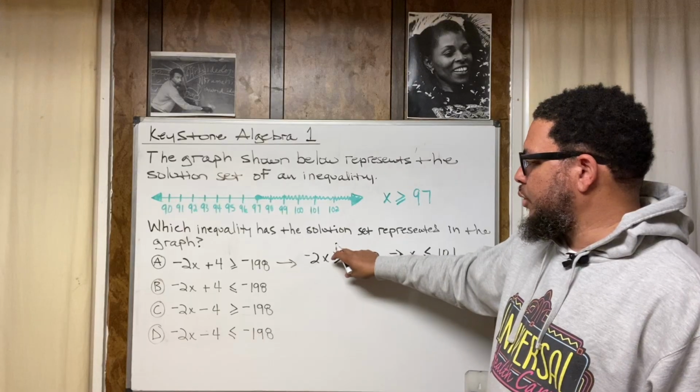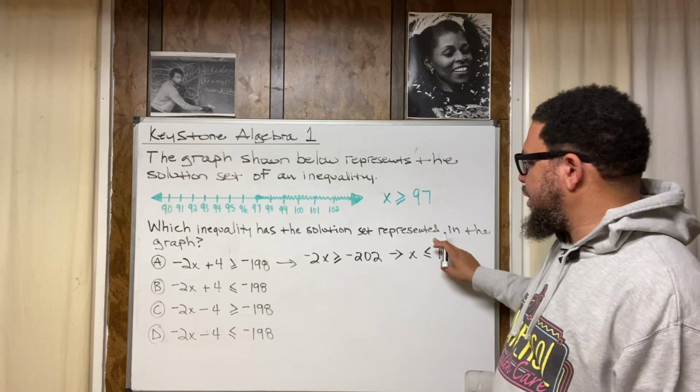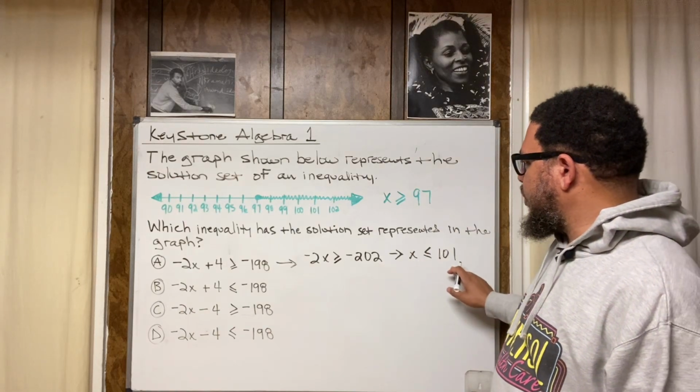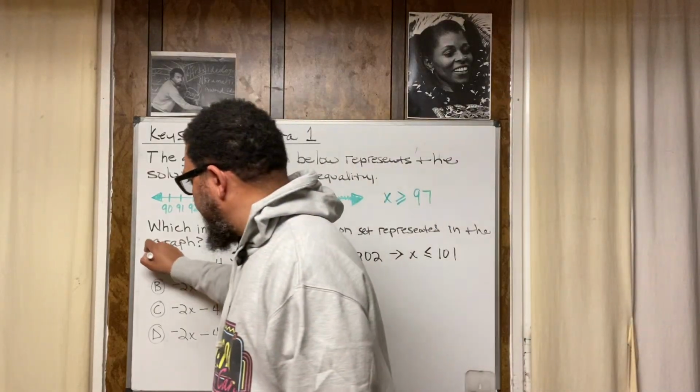Notice how it was greater than or equal to, now it's less than or equal to. So you got x is less than or equal to 101. But we need x is greater than or equal to 97. So A ain't no good.